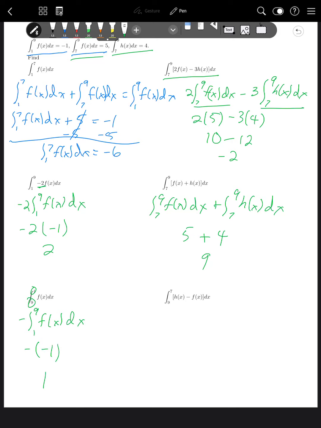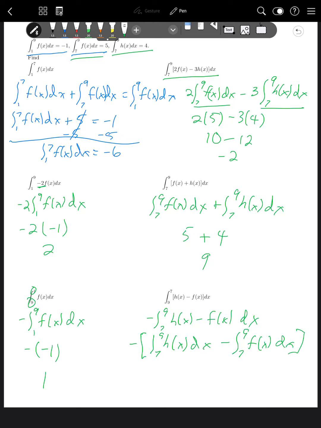And then the last one here, similar idea, right? I have a backwards integral, so we can fix that first by making this a negative integral from 7 to 9 of h of x minus f of x dx. And now we can use the difference rule. And so this is negative, integral from 7 to 9 of h of x dx minus integral from 7 to 9 of f of x dx.